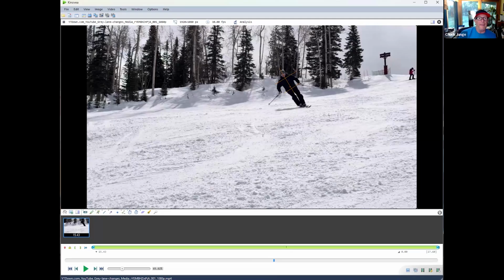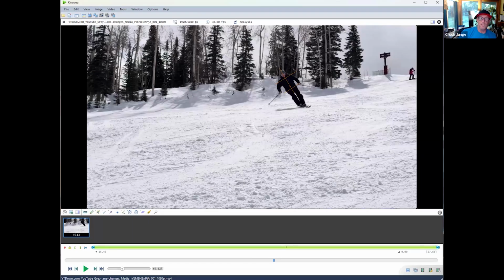Yeah, so he is the classic definition of banking. It's not entirely bad at the initiation, but as soon as we start to get into the shaping and the finish, ideally we would like to see more angles built that will allow him to pressure directly to the outside ski, creating a little bit of lateral separation. Instead, what he is lacking here is any vertical separation of one leg being longer than the other.